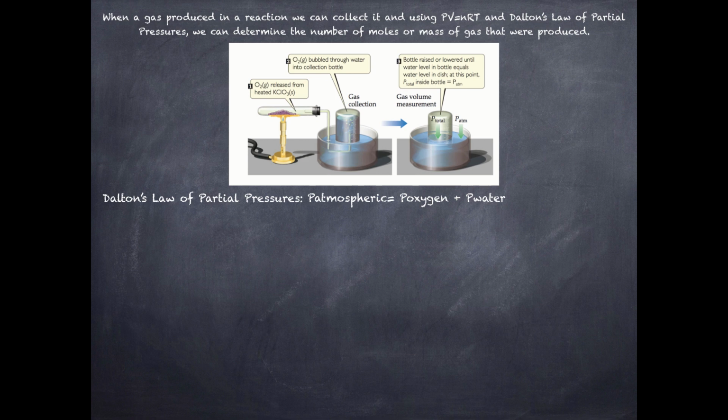Which might beg the question, well, how do we figure out the partial pressure of water? What do we do? I'll explain it, don't worry. But ultimately, you will know in the lab the atmospheric pressure and the partial pressure of water. And with that information, you can then determine the pressure of oxygen. With the pressure of oxygen, the volume of oxygen, and the temperature of the oxygen, you can then determine the number of moles by using the ideal gas law.